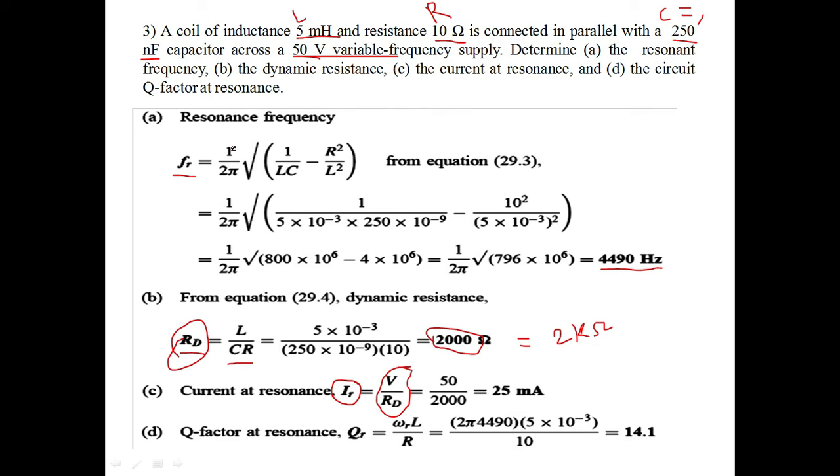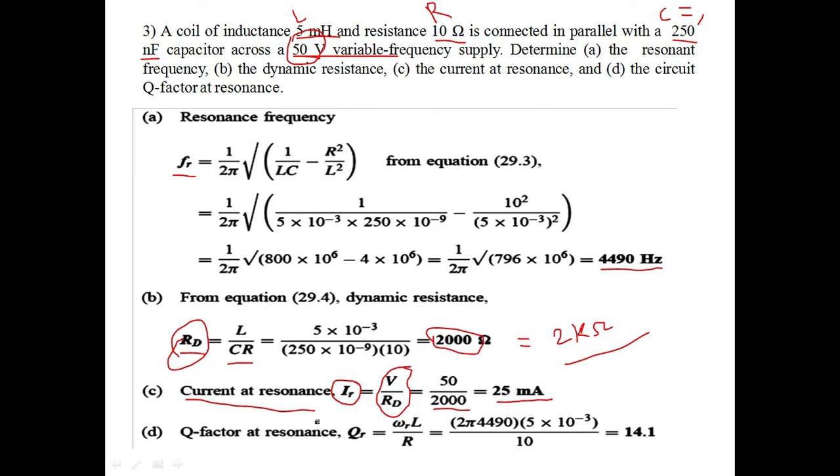There is a 50 volt provided, that 50 volt will be taken here, and the dynamic resistance is 2 kilo ohm. Therefore 50 upon 2000 ohm, which is equal to 25 milliampere. Means current at resonance, where XL is equal to XC.